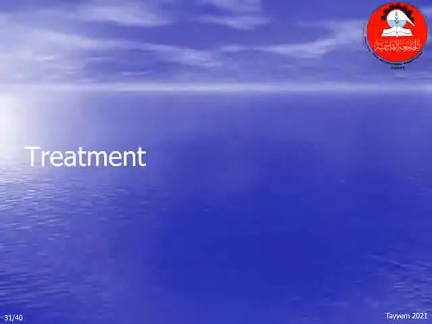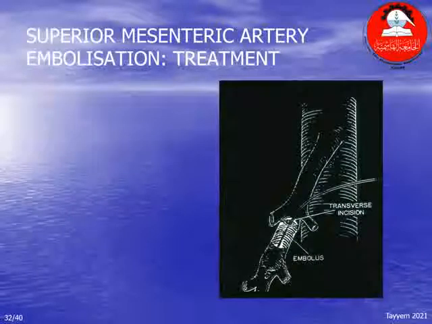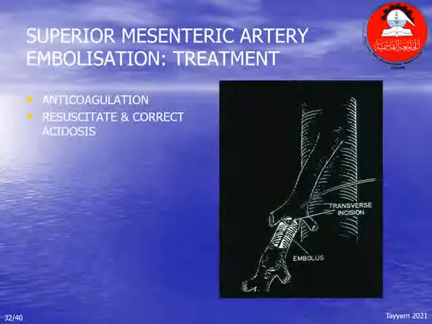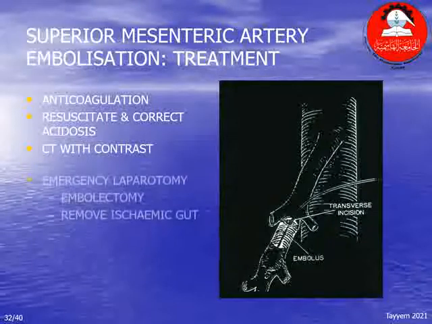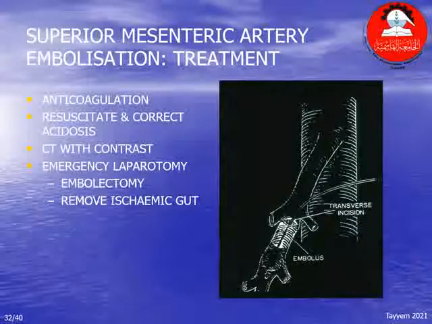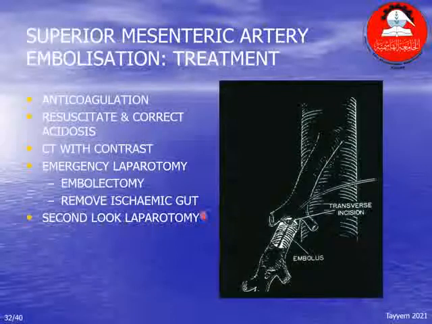How to treat it? Methods of treating superior mesenteric artery embolization include anticoagulation, resuscitation and correcting acidosis, CT scan with contrast, and emergency laparotomy. And in that case, you have to remove all the dead bowel and do embolectomy to improve the vascularity and the circulation. Second look laparotomy is a must in those cases.